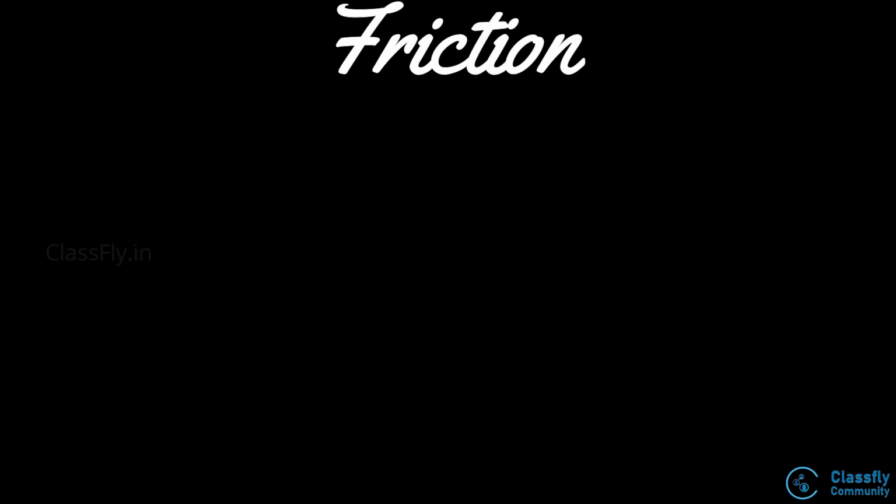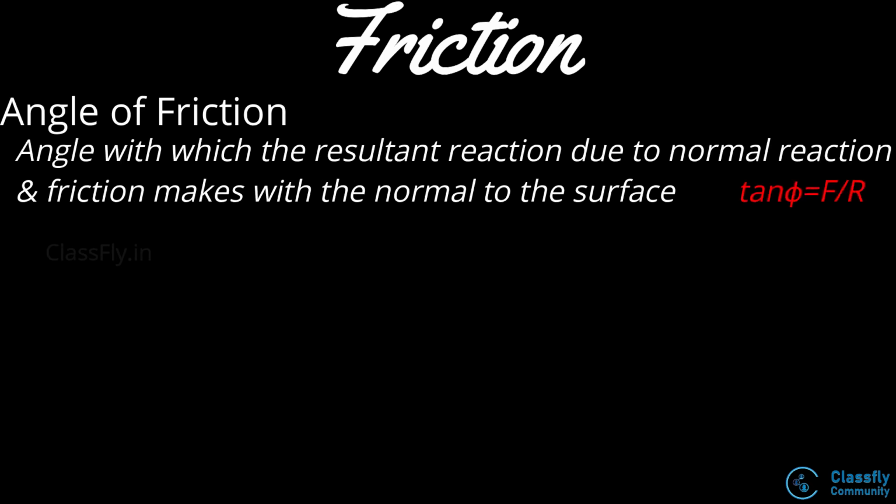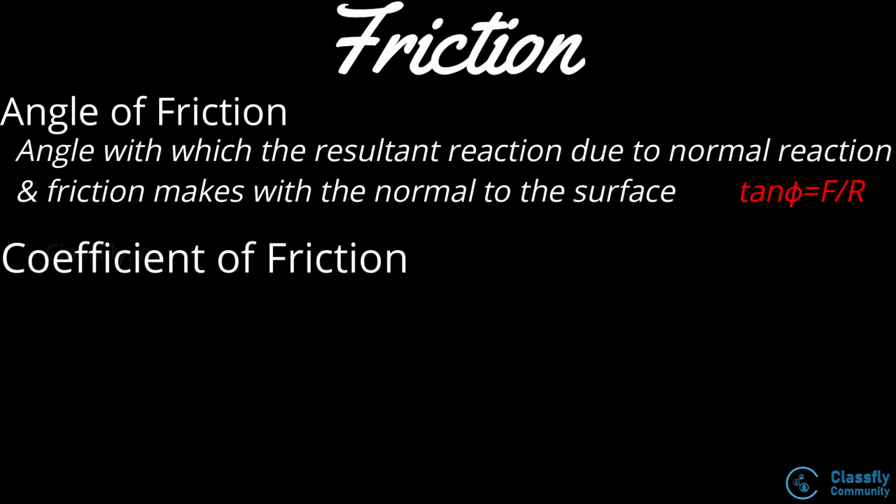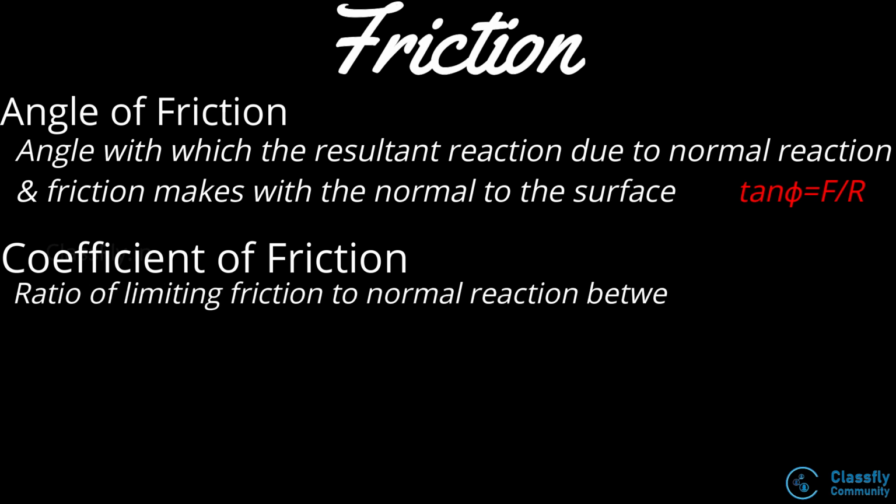Then we came to know that angle of friction is nothing but the angle which the resultant reaction due to the normal reaction and frictional force makes with the normal to the surface, that is tan phi is given as F by R. Next, the coefficient of friction is nothing but the ratio of the limiting friction to the normal reaction between two surfaces, that is mu is equal to F by R. We also came to know that this is equal to the tangent of the angle of friction and hence will be equal to tan phi.